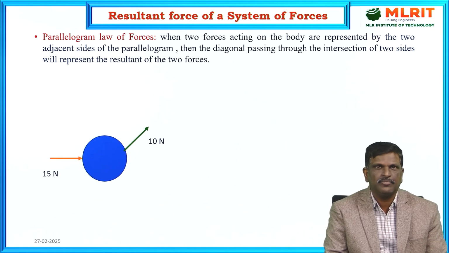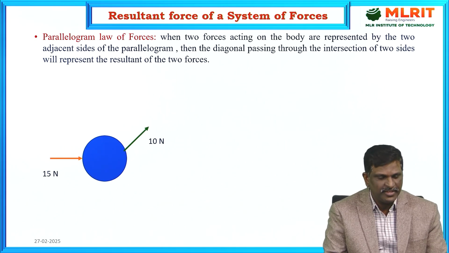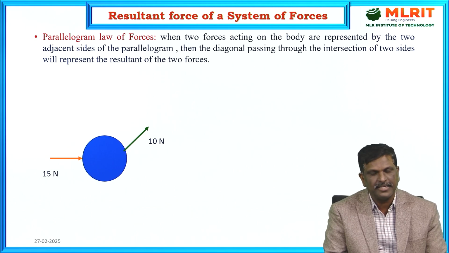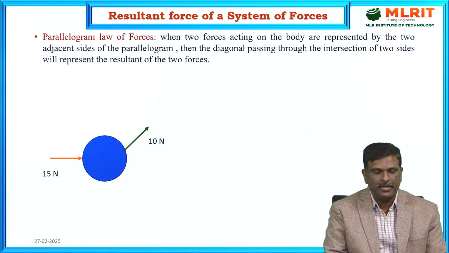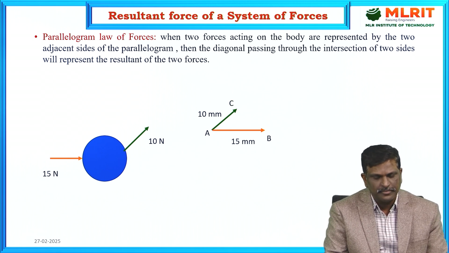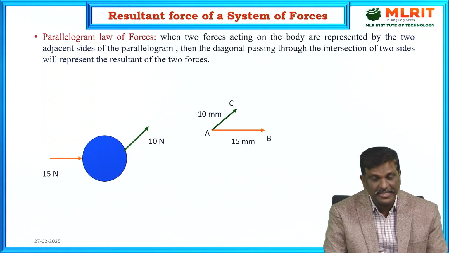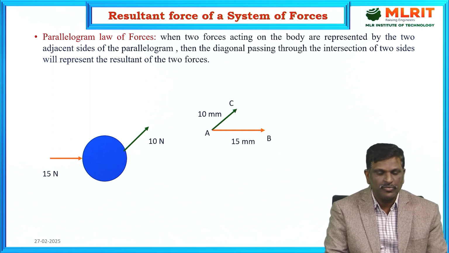Now a body is acted upon by two forces, 15 newtons and 10 newtons. As per this law, if the two forces are taken as the two adjacent sides of the parallelogram, let us see how to represent these two forces as the two adjacent sides of the parallelogram. Take the 15 newtons force exactly in the same direction, horizontal, and the 10 newtons force like this. The 10 newton force is represented by 10 mm like this. Now these two are forming two adjacent sides of the parallelogram.